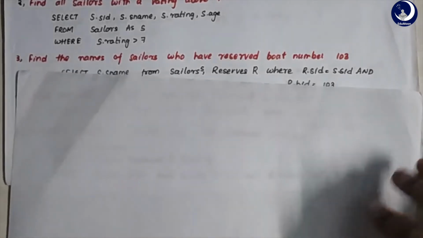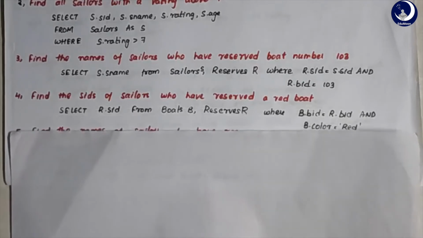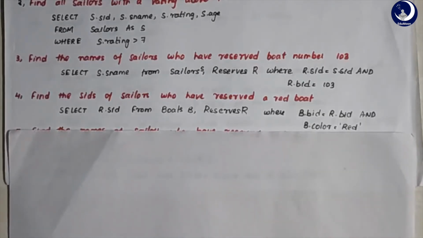Let's look at the next example. Find the SIDs of sailors who have reserved a red boat. Now see, we want the SIDs of sailors, so you don't have to require a sailors table because you have SID even in the reserves table. Then you want the ones who have reserved a red boat. Where do you have color? In the boats table. So here we are going to consider the reserves table and the boats table, and we have the qualifying condition, which is boat color, right? So select r dot sid from boats B and reserves R, where the cross product condition, which is b dot bid is equal to r dot bid, and b dot color is equal to red.